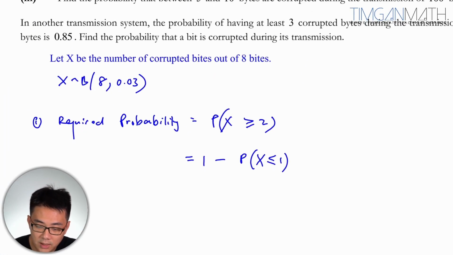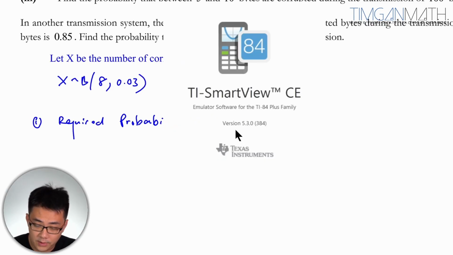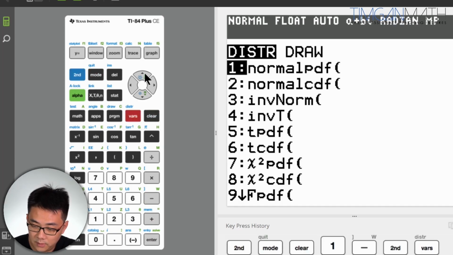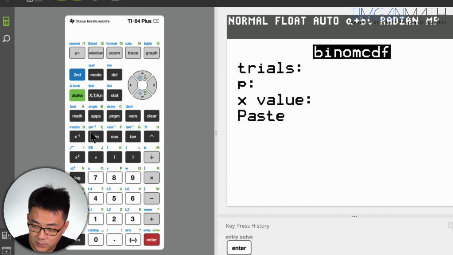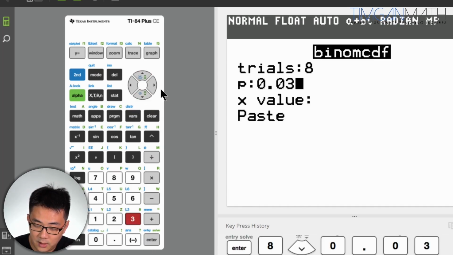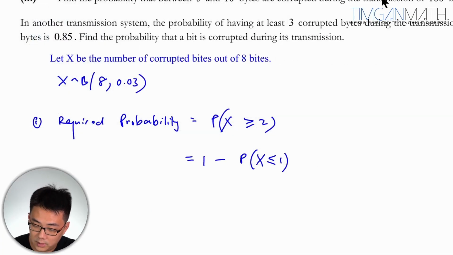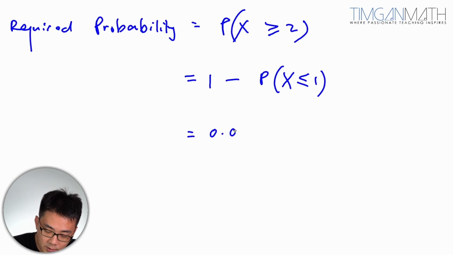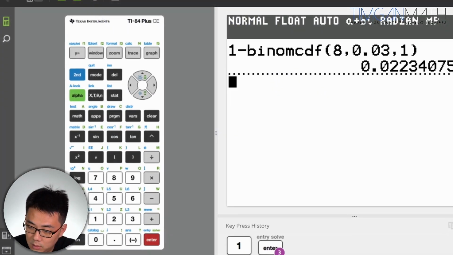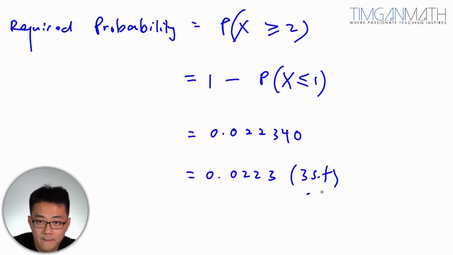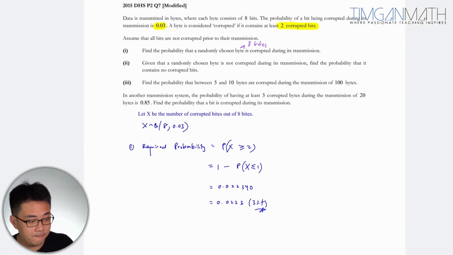So key in calculator. At most 1, so this is the CDF. So we clear it: 1 minus binomial CDF, with 8, every 1 is 3%, and we need at most 1. The answer is 0.02234, which is 0.0223 to 3 significant figures. That's pretty okay.